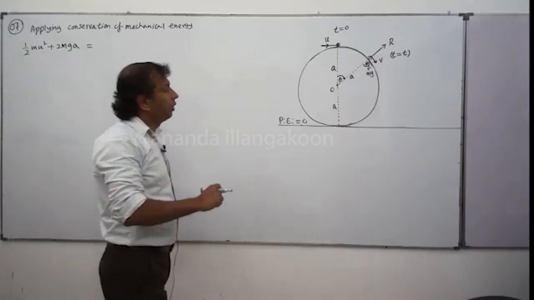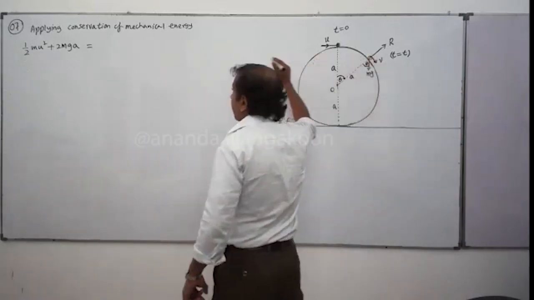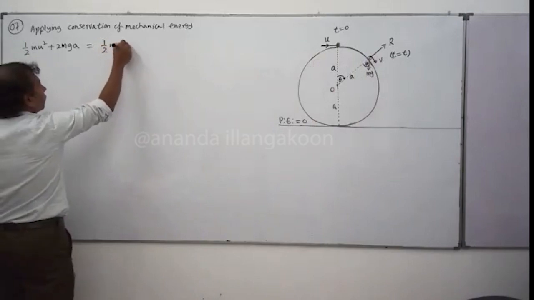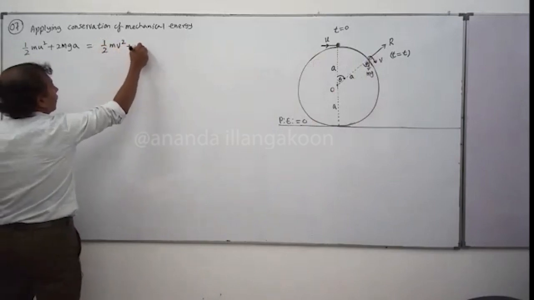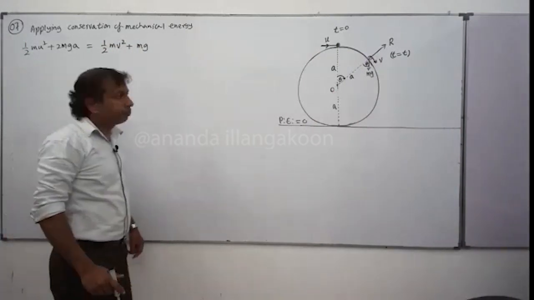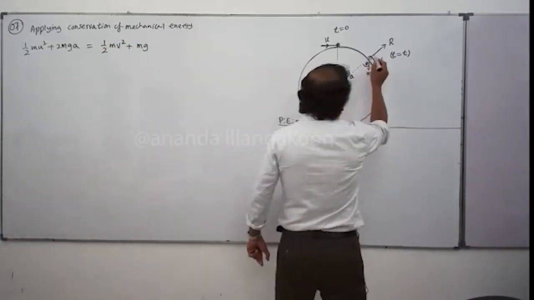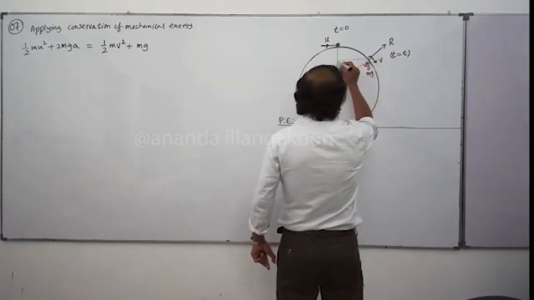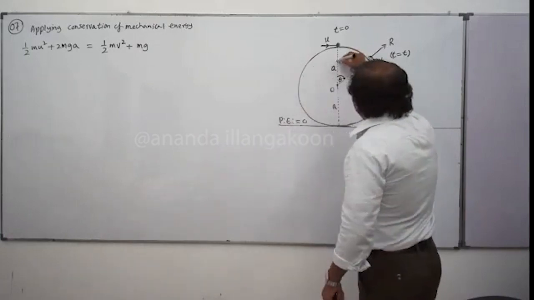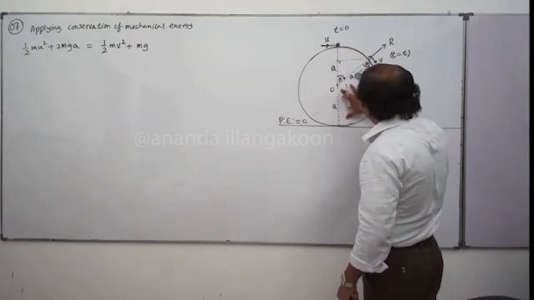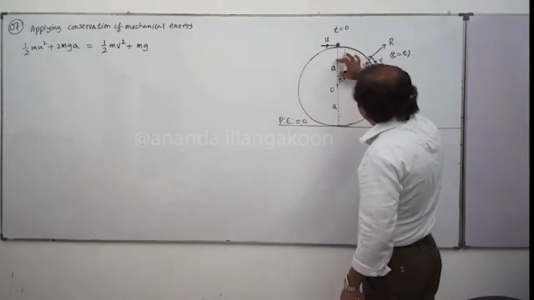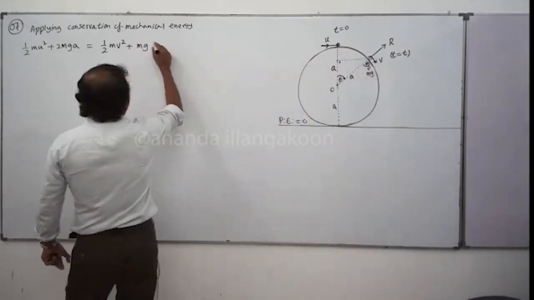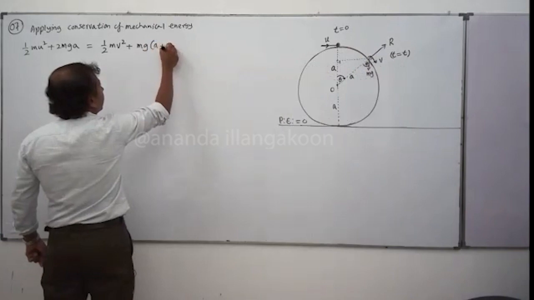It is kinetic energy half mv squared plus mg. When we draw a line like this, up to here, the height from here, this is A, this is theta, this is A, this is A cos theta. Therefore, this is A cos theta plus A. mg times A plus A cos theta.